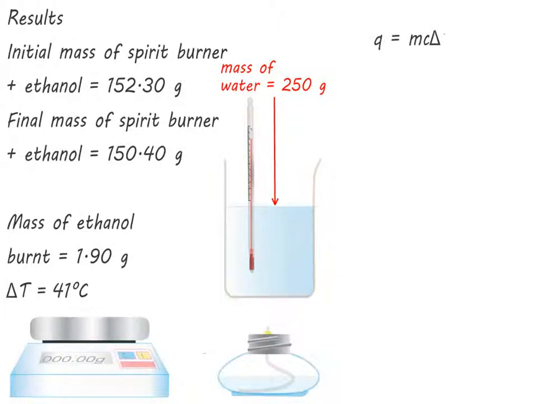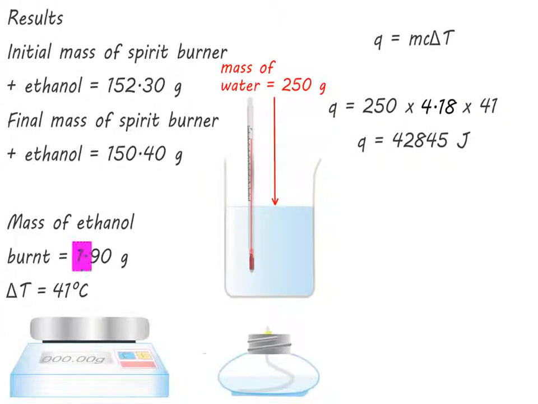Q equals mc delta T, and we will use the value of C for water of 4.18 joules per gram per Kelvin. The value for Q is then 250 × 4.18 × 41. This will give 42845 joules. This is the amount of heat exchanged between the system and the water for 1.9 grams of ethanol.